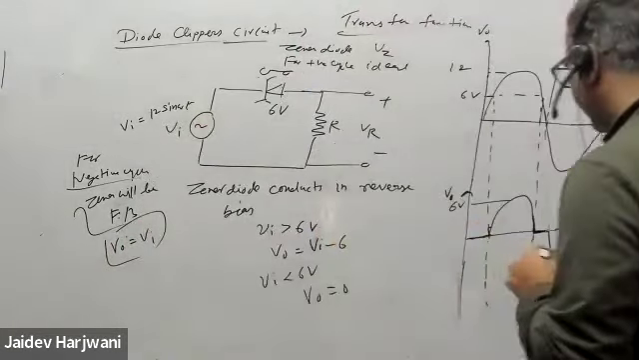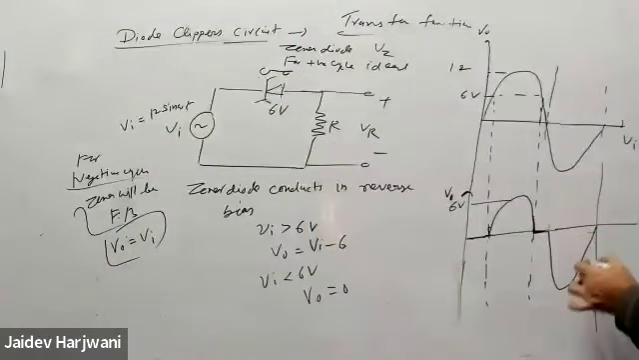Now if V input is negative, the output will also come negative. Tell me, is it clear or not?